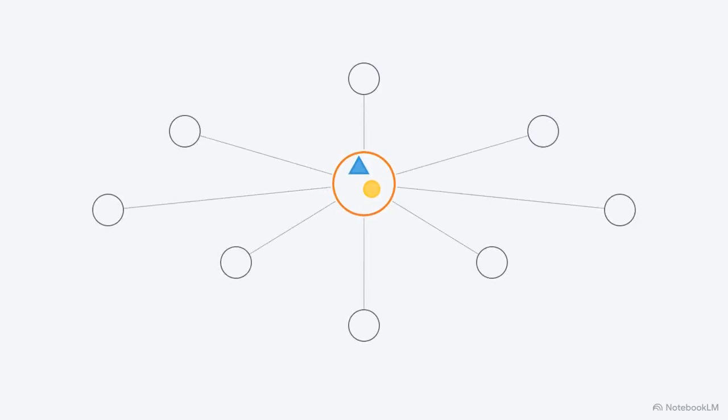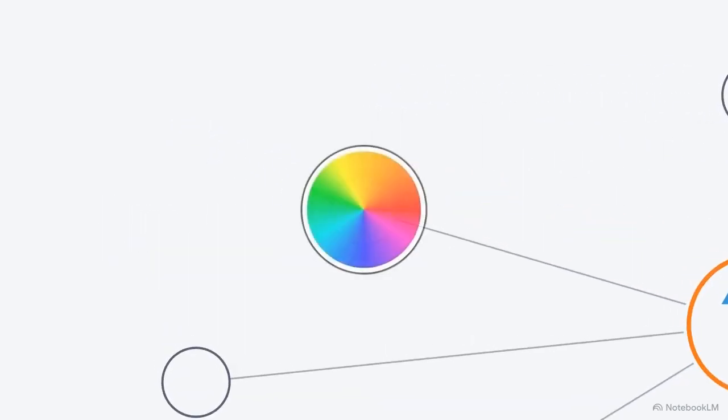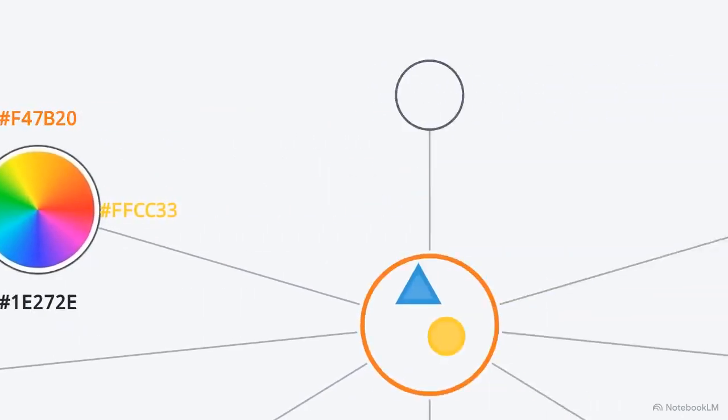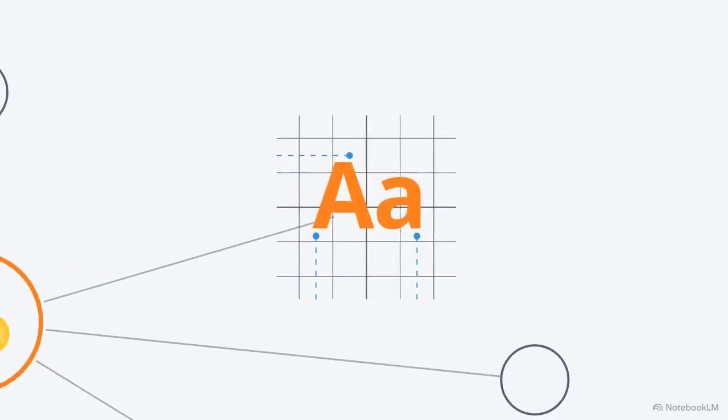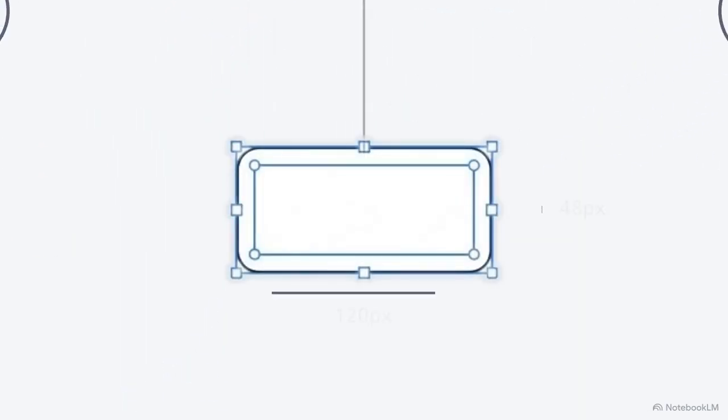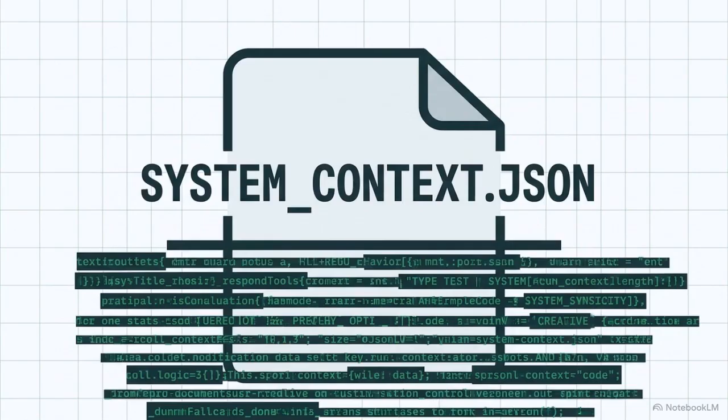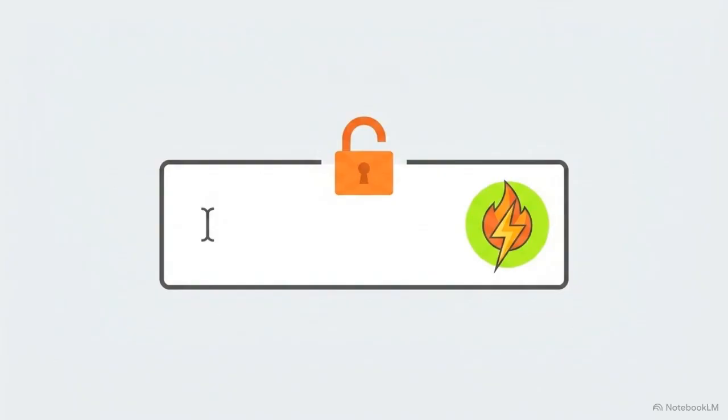The central vector splits, drawing lines to a vast network of blank nodes. These nodes extract specific hex codes, plot structural typography, and establish strict dimension lines and spacing measurements for every UI component. By uploading one simple image, the system mathematically generates a comprehensive context file. Every future prompt will now be governed silently by these mapped rules.